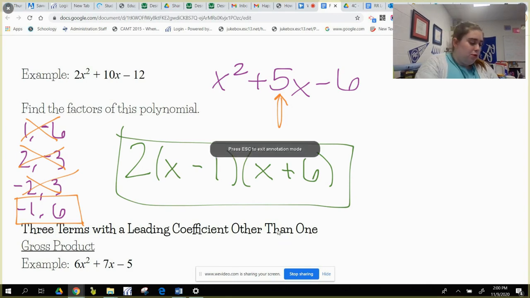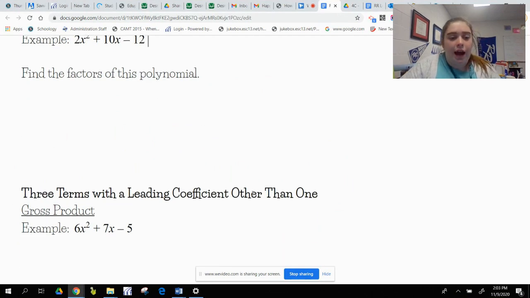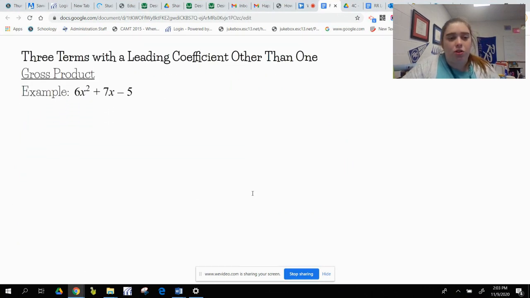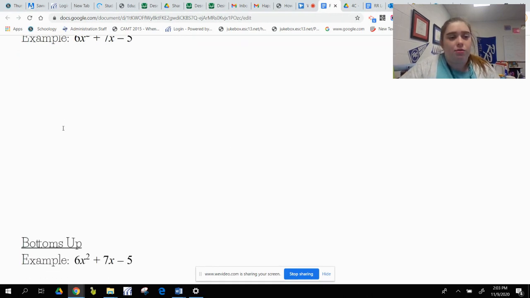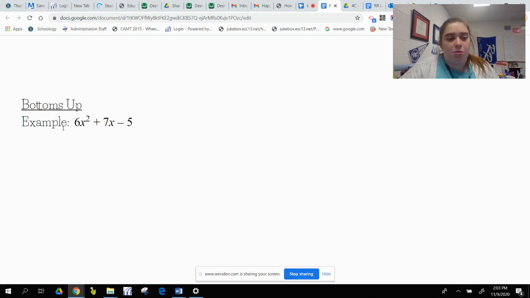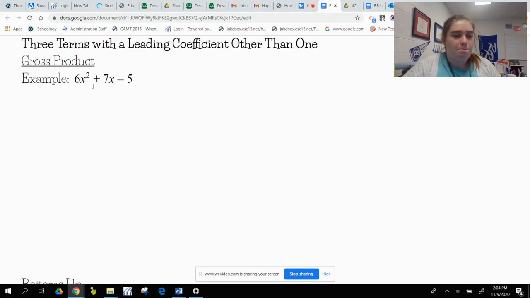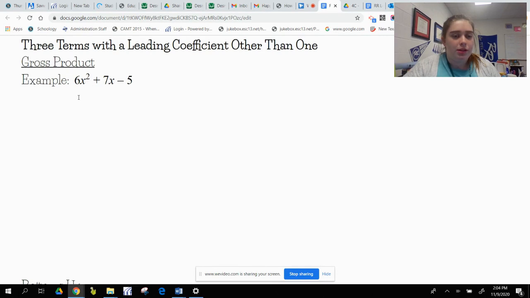So now we're going to move on to looking at how we factor a trinomial that has a leading coefficient other than 1. Okay, so let's look at, we have 2 different ones. We have gross product, and then we have bottoms up right here. So we have 6x squared plus 7x minus 5. Okay, so I'm going to go through the steps of how we do each of these, and I'll probably make a little note out to the side in words of what we're doing for each one.